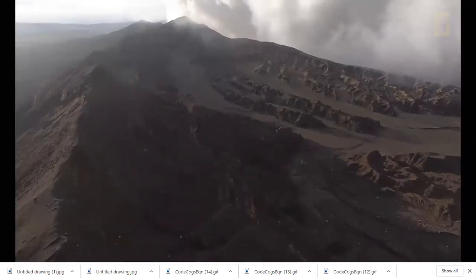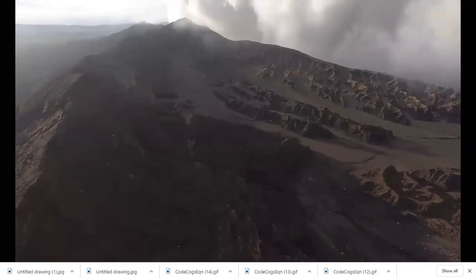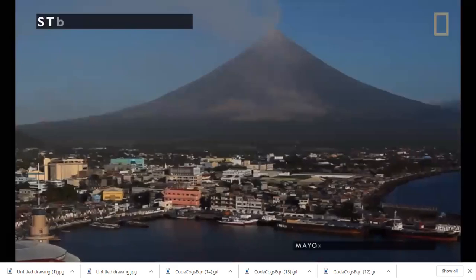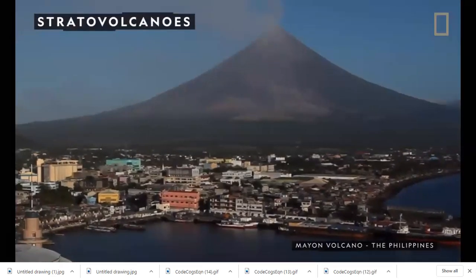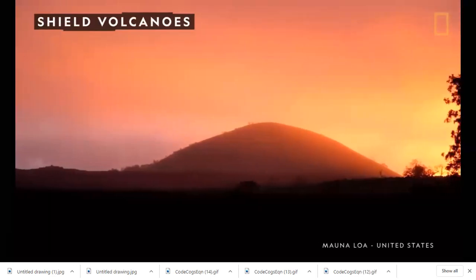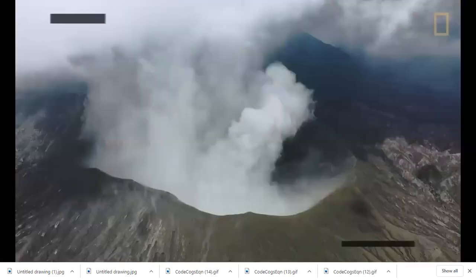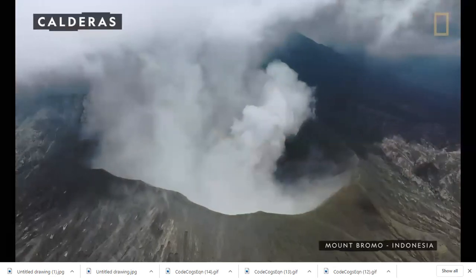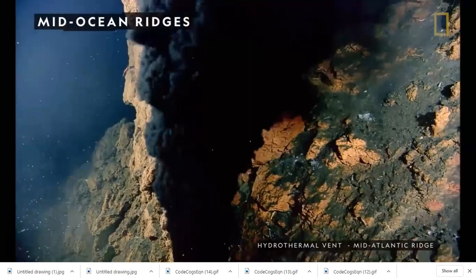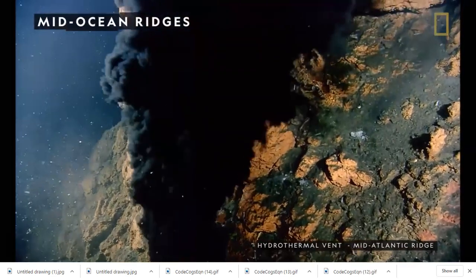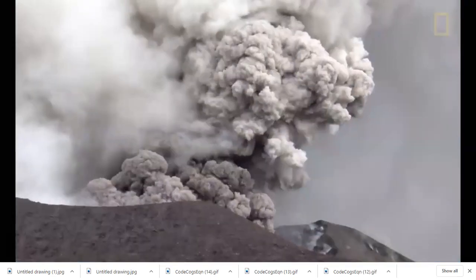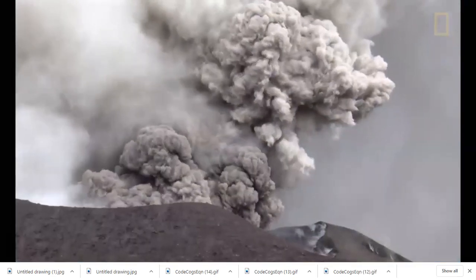There are several types of volcanoes, primarily classified by shape and size. Major types include stratovolcanoes, which often appear as tall, steep mountains; shield volcanoes, which are flatter and dome-shaped; calderas, which are large depressions in the ground; and mid-ocean ridges, which are underwater chains of volcanic mountains. No matter their shape or size, all volcanoes emit gas and molten rock.